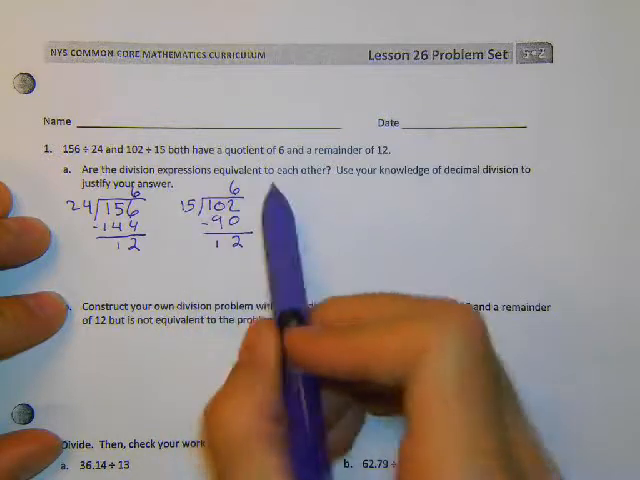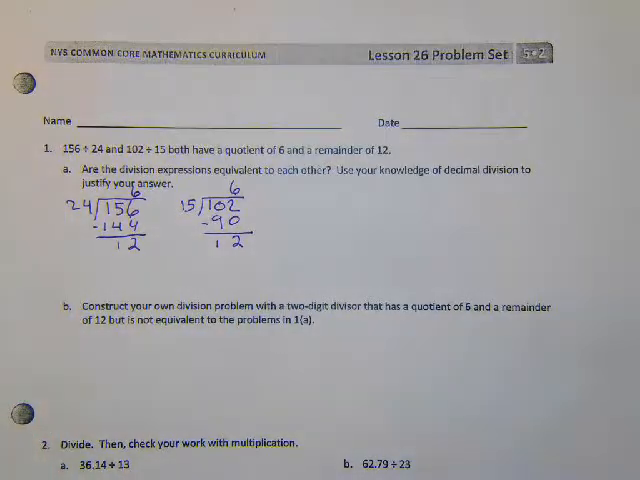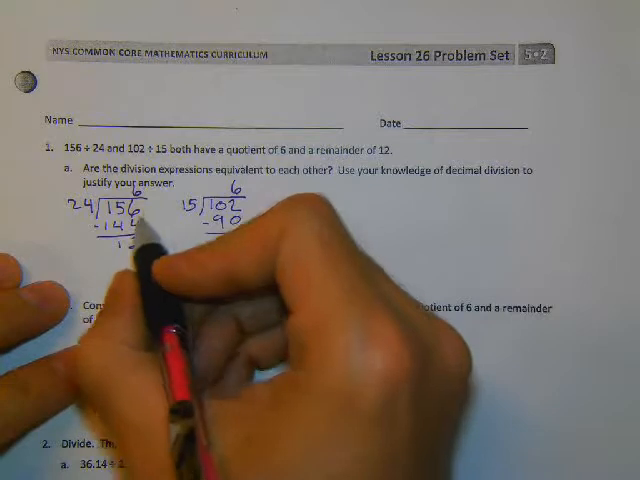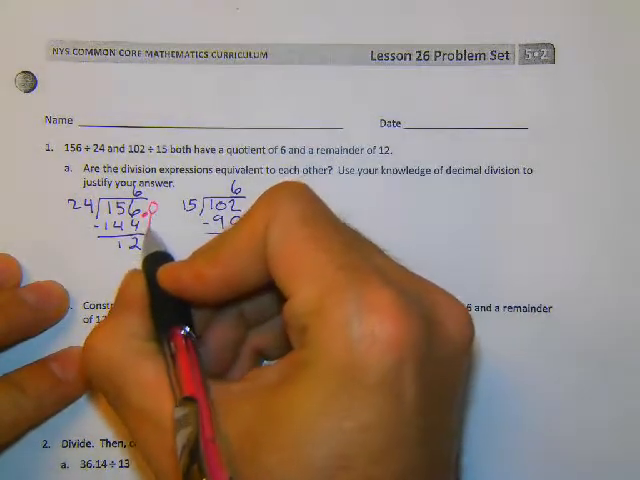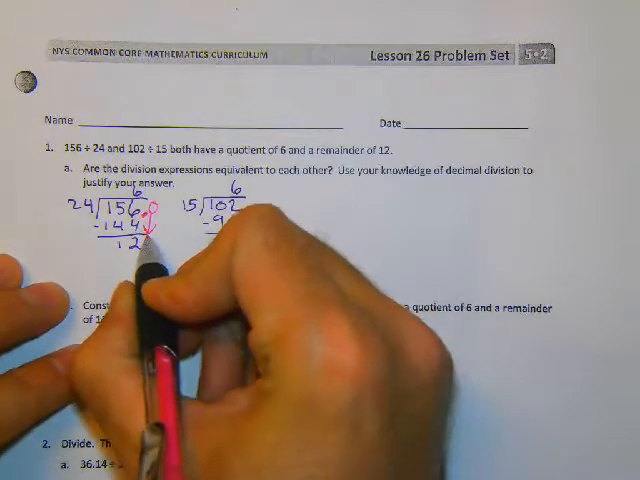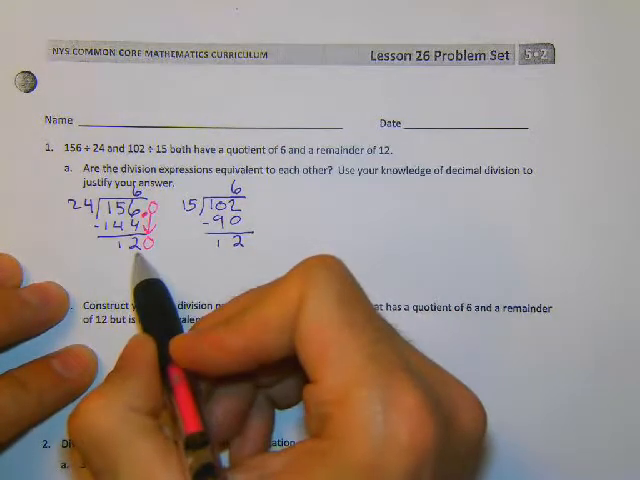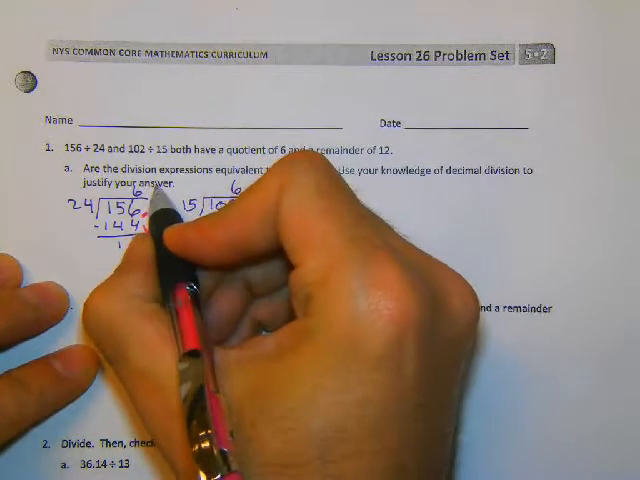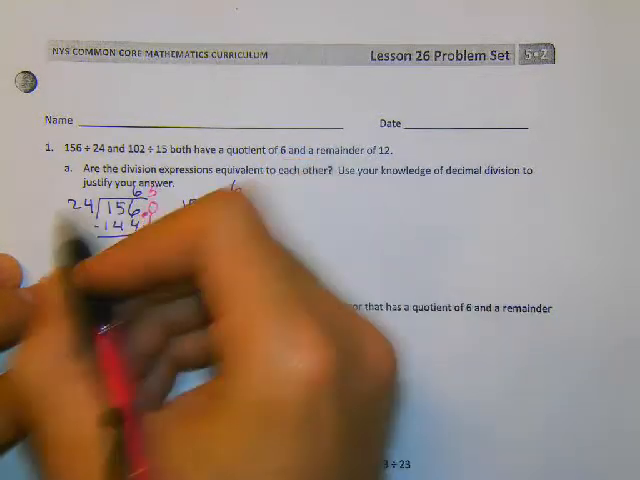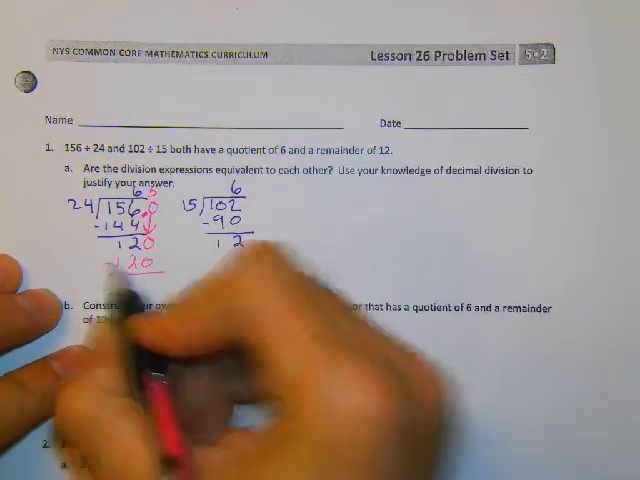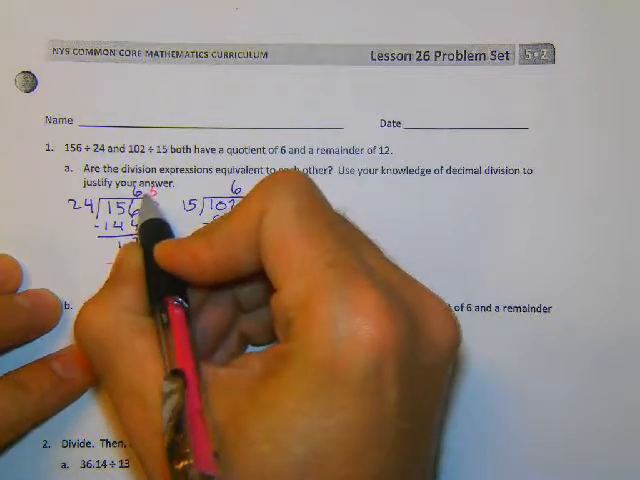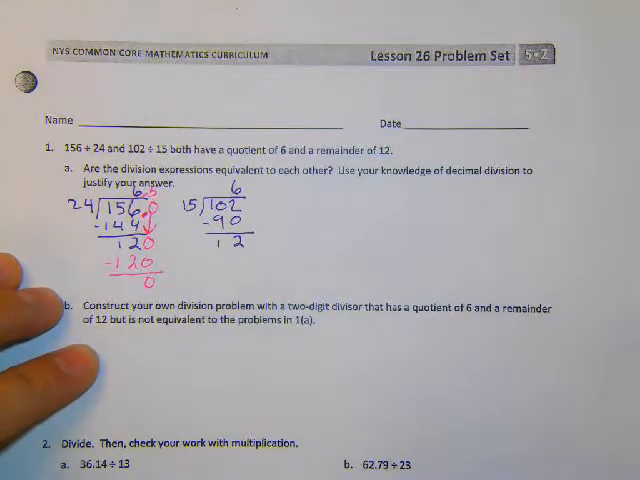The question is, are they equivalent to each other? And we are going to use decimal division to prove that they are not. So I'm going to add a decimal and a 0, and therefore I have another 0 to bring down, and I can say 24 goes into 120 then 5 times, and 5 times 24 is 120. If I subtract, that's a 0. My decimal goes straight up.